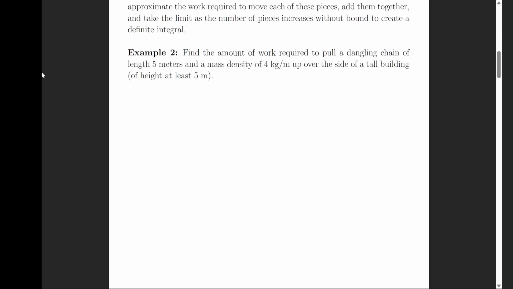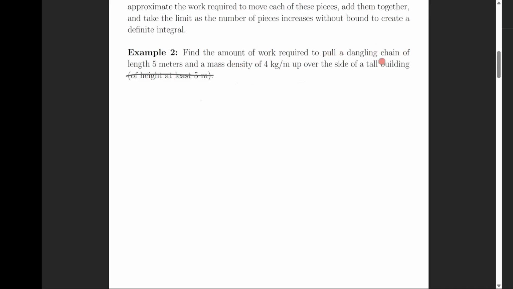Okay. So the question is: find the amount of work required to pull a dangling chain of length 5 meters and a mass density of 4 kilograms per meter up over the side of a tall building of height at least 5 meters. Okay. So reading this, we can tell that this is useless information, right? We can just ignore that. It's just telling us that the building is taller than the rope, or the chain. So the chain is not touching the ground. Okay, so that's just what it's saying.